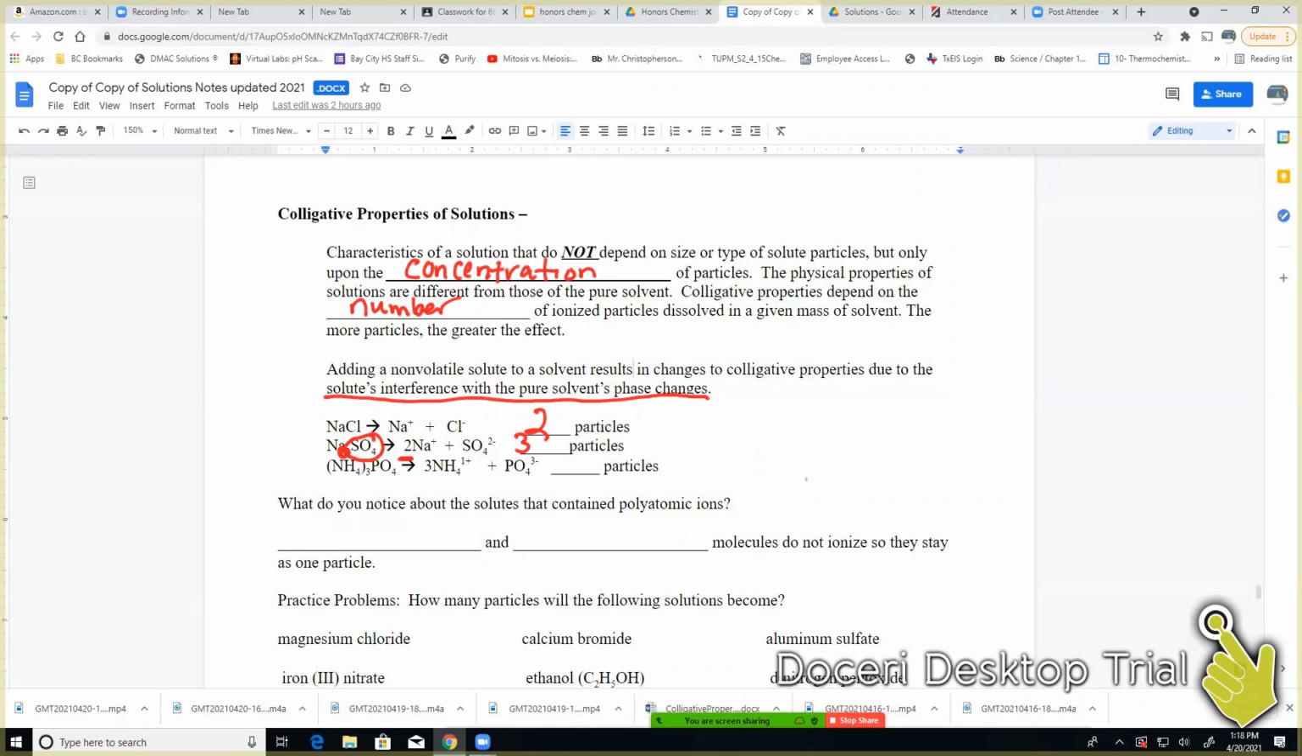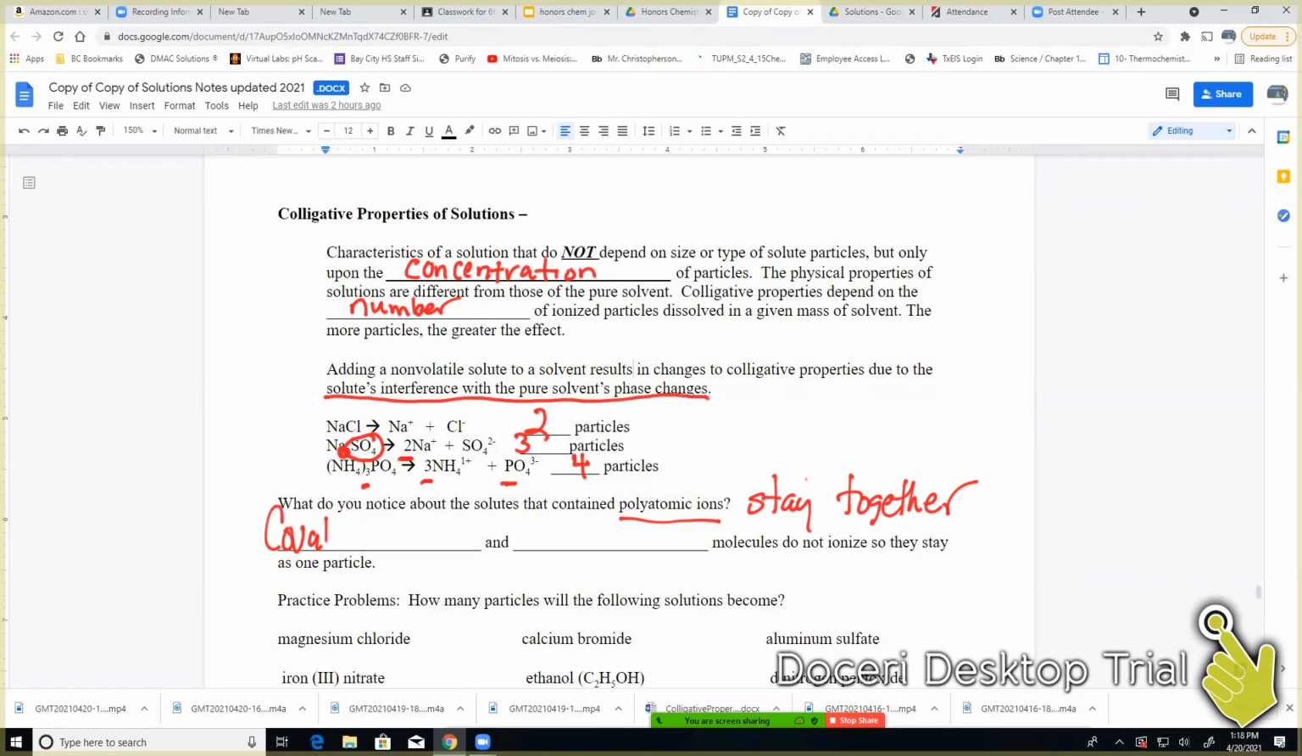The next one, I have 2 polyatomic ions actually together. I have ammonium. I have 3 of those. And then I have my phosphate, my PO4, and I only have 1 of those. So I have a total of 4 particles, if that was to ionize in water. So what we see is the polyatomic ions stay together. If I had phosphate, it's not going to divide into phosphorus and oxygen or oxide. It's going to stay together as one ion.